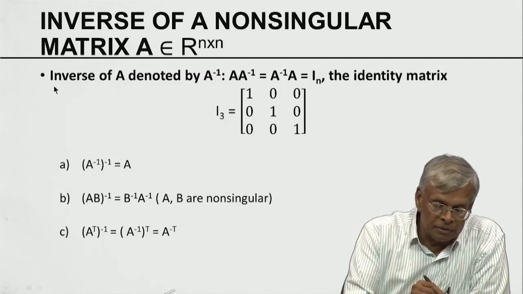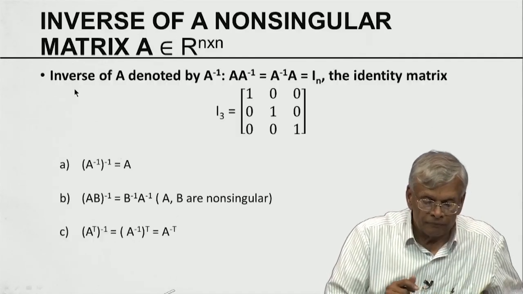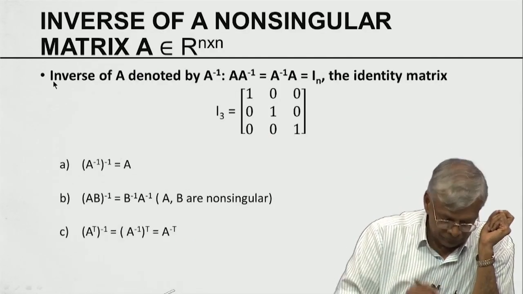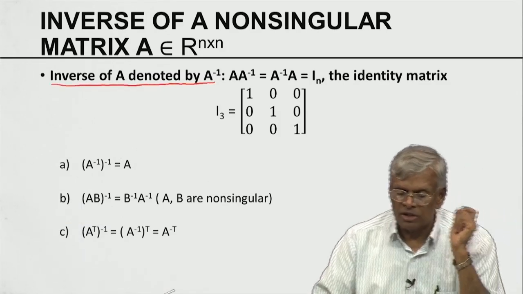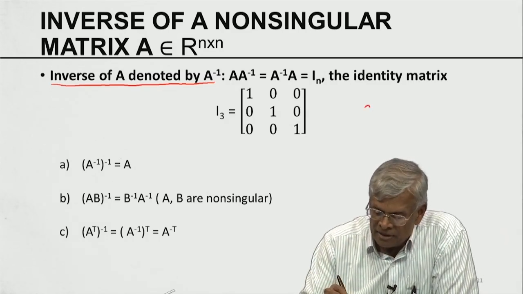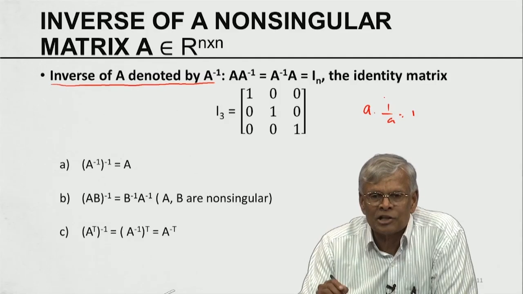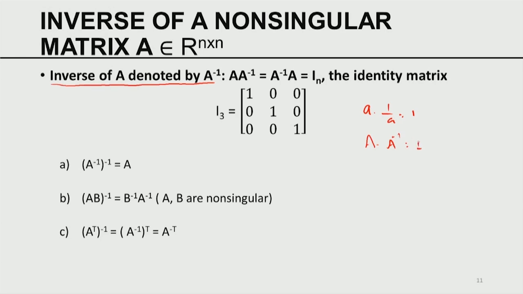I am now going to review the concept of inverse of a matrix. Inverse of a matrix is denoted by A inverse. And how do I define A inverse? The same way, in number theory, we say A times 1 over A is 1, we call 1 over A the reciprocal. In matrix theory, we say A times A inverse is equal to I, and we call it the inverse. So inverse and reciprocal are pretty synonymous.